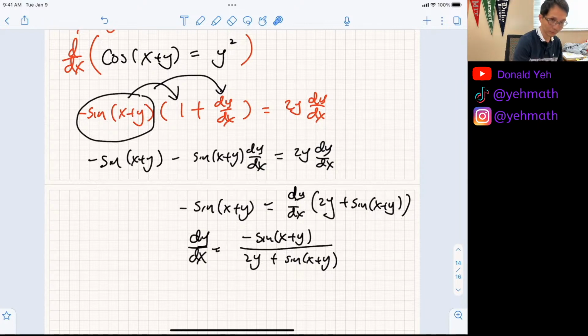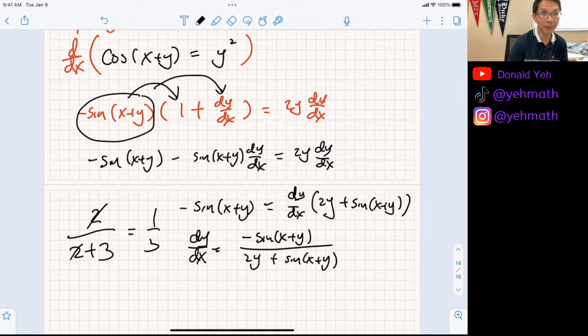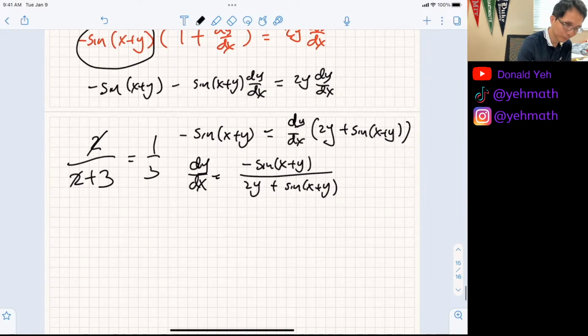You know why you can't cancel? Well, think about it. If you have 2 over 2 plus 3, can those two cancel to become 1 over 3? That doesn't make sense, right? Oh, yeah.